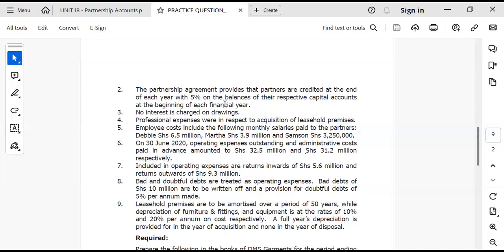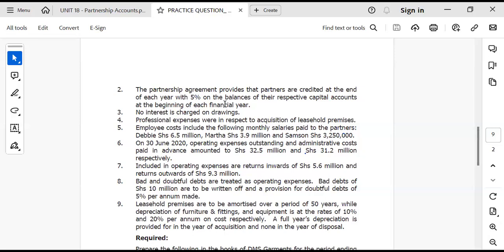Included in operating expenses are returns inwards of 5.6 million and returns outwards of 9.3 million. Bad and doubtful debts are treated as operating expenses. Bad debts of 10 million are to be written off, and a provision for doubtful debts of 5% per annum is made. We shall see how we treat that.